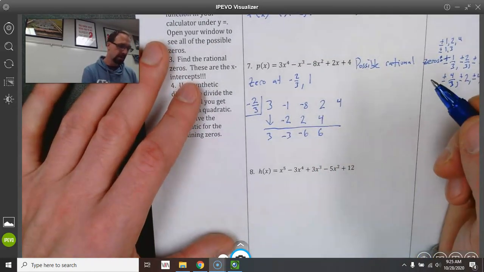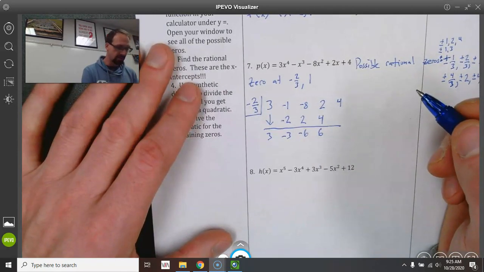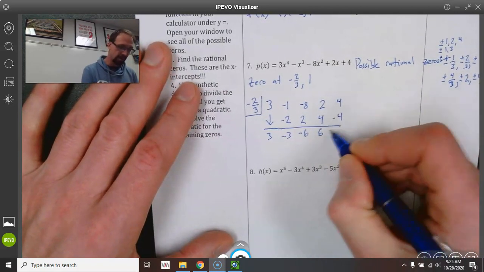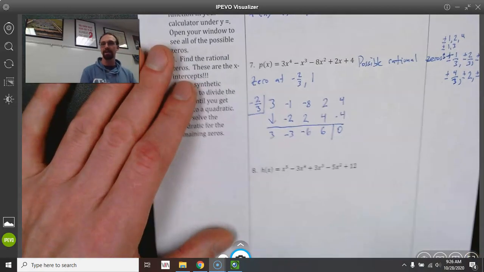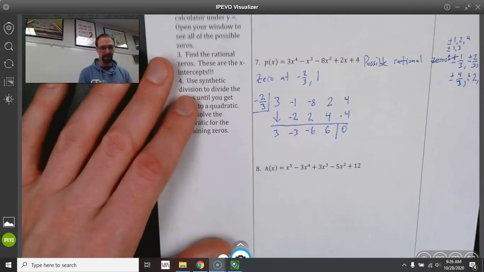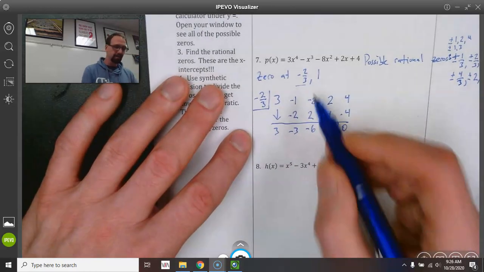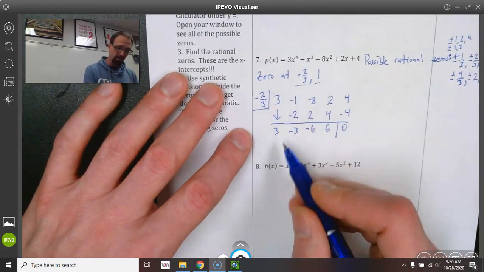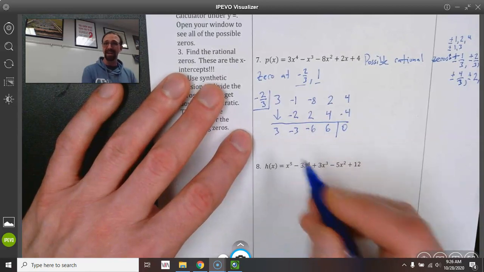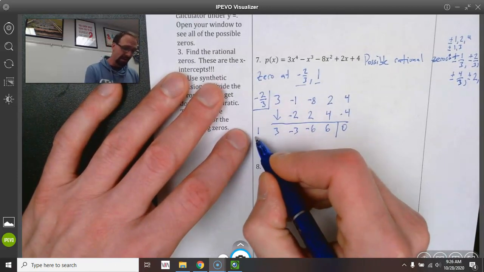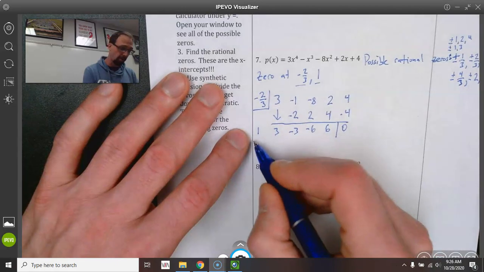Negative 12 divided by 3, so negative 4, and I get a 0. And I should have gotten a 0. If I did not get a 0, that's a red flag. Now, because I used that negative 2/3, I can now use this value 1 here, and I can synthetic divide it again. This is going to take it from now it's a cubic down to a quadratic.